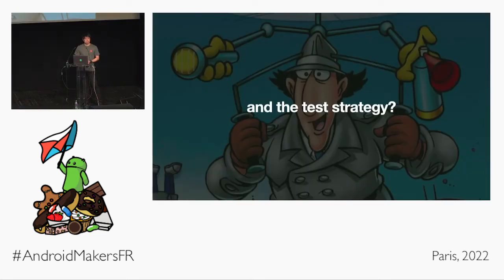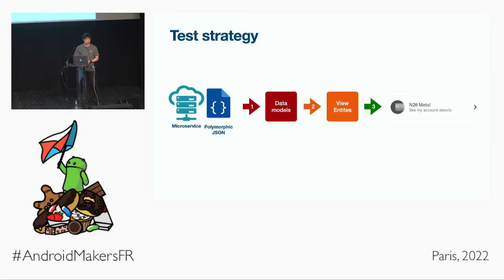Now, the test strategy for this. We have this kind of test strategy. We have the microservice and the polymorphic JSON, and we do the contract test there. Data model to view entity, we do a unit test. And this part, I didn't implement yet. I'm in the process of creating a screenshot test. I'm planning to use Paparazzi because we run in a JVM.